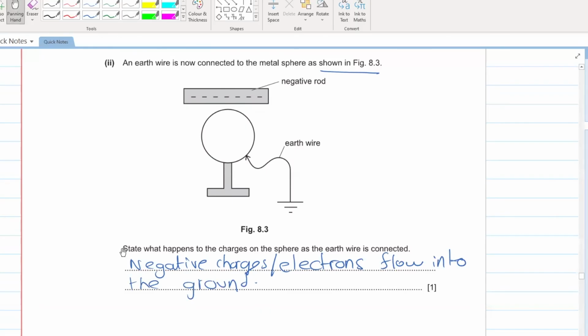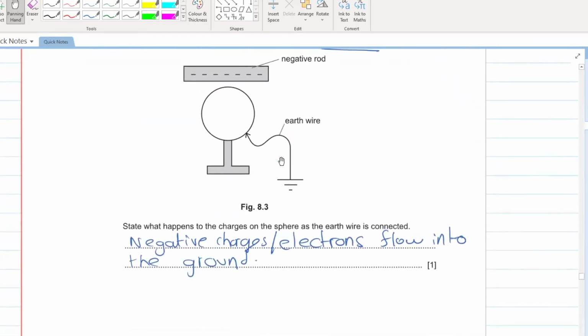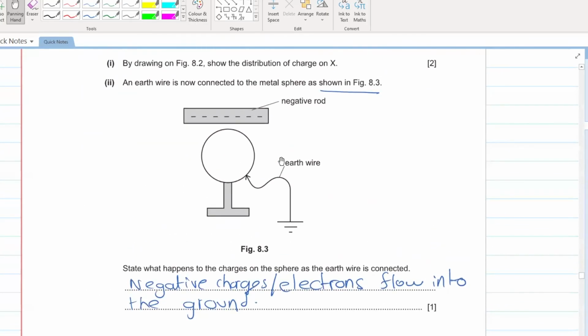Let's further move ahead. The earth wire in figure 8.3 stays connected to the metal sphere. Describe the distribution of the charges on the sphere. So, beta, what is happening? The earth wire is still connected. What will happen to the distribution of charges in the sphere? Any idea, geniuses?